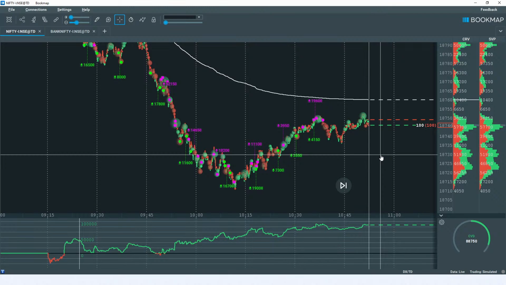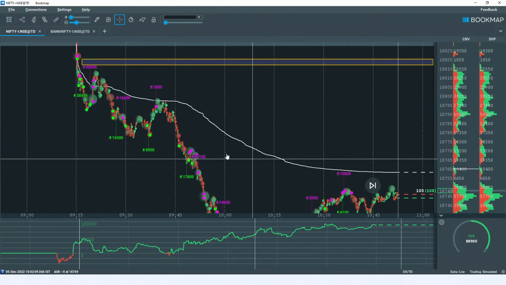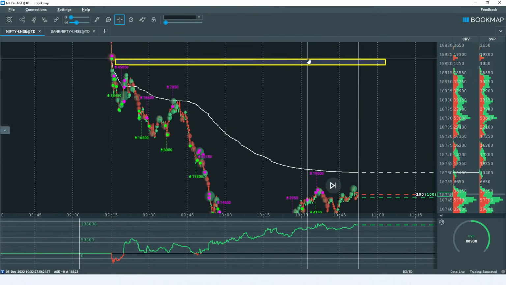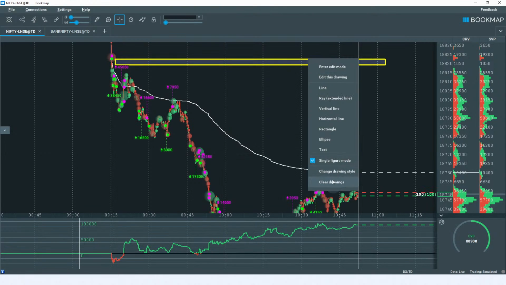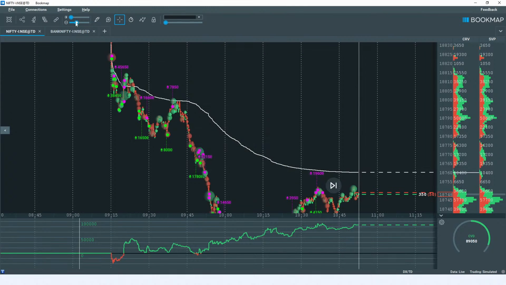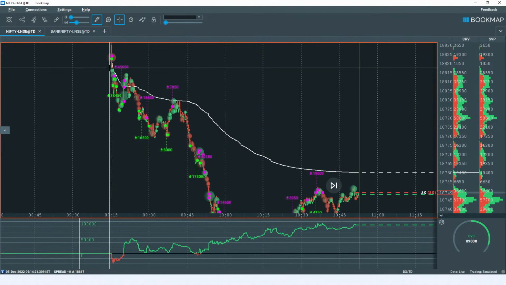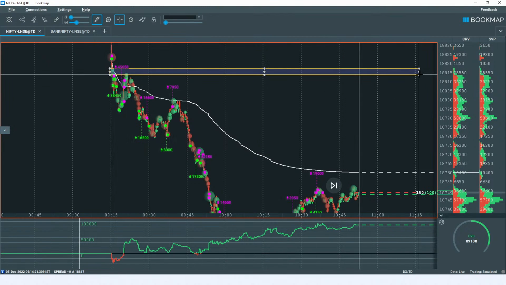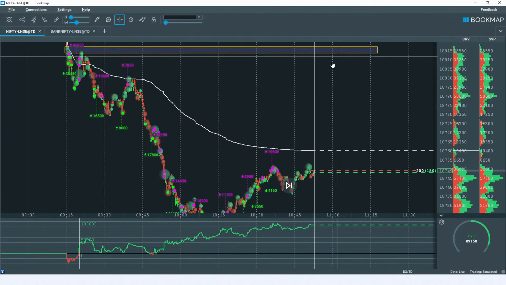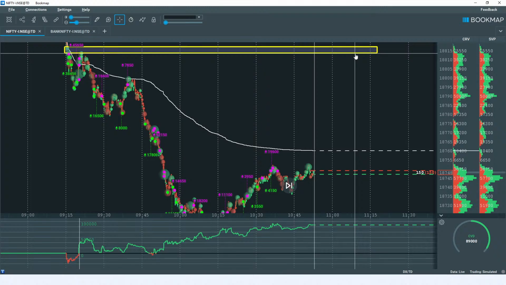Okay, Sparsh Kumar is saying, sir, not able to set resistance and support zones. You will not be able to do that automatically; you have to set it manually. So you have to go to the drawing tools and choose the rectangle. You can simply draw it. You have to manually draw it. It's not automatically identified.